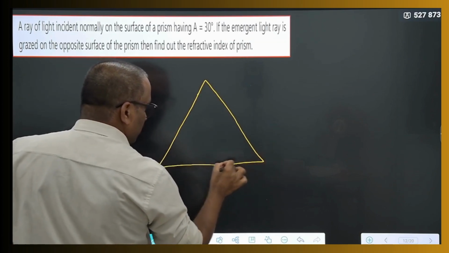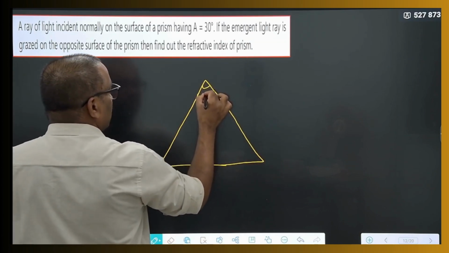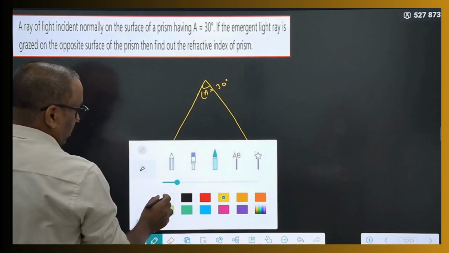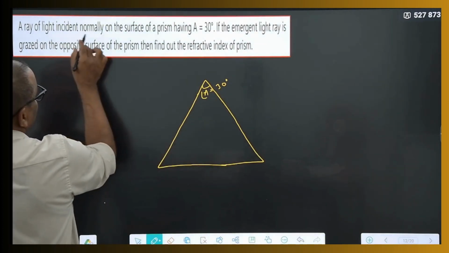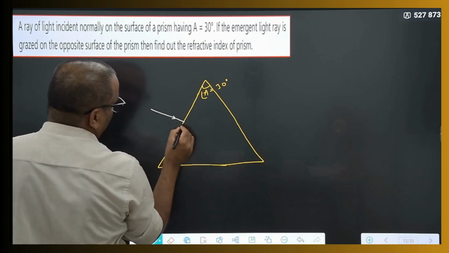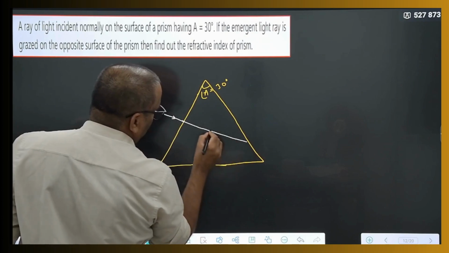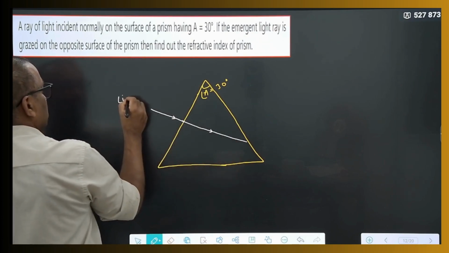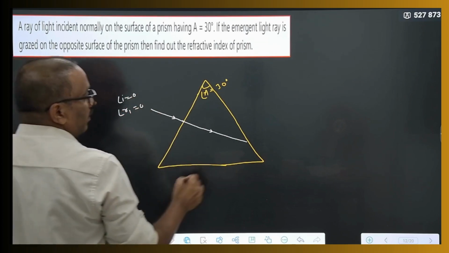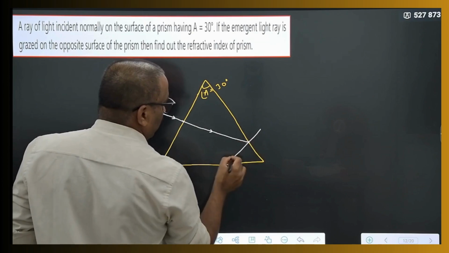So this is your prism. Clear? So this is your A, given as 30 degree. So what is given now? He gave a light ray incident normally, normal incidence. Normal incidence means what? Along the normal. There is no angle of incidence, it is 0. Angle R1 is also 0. Clear?